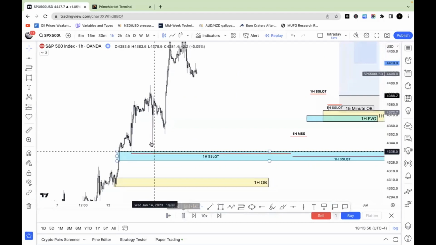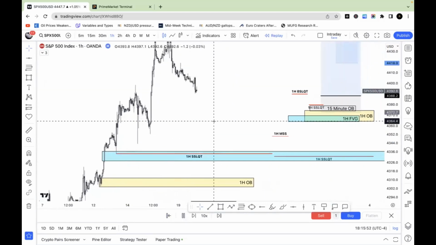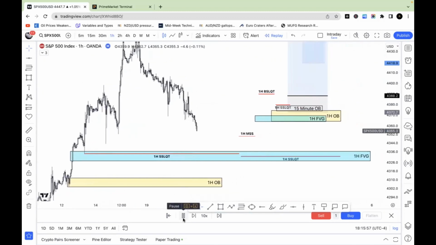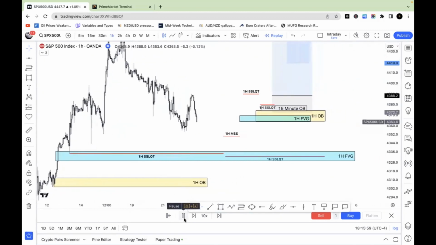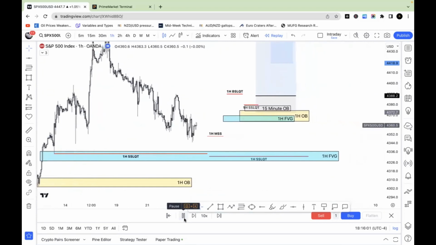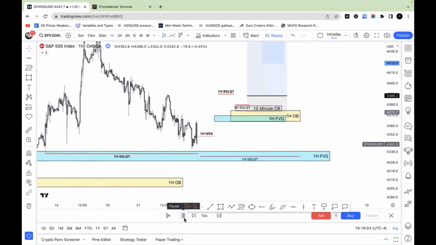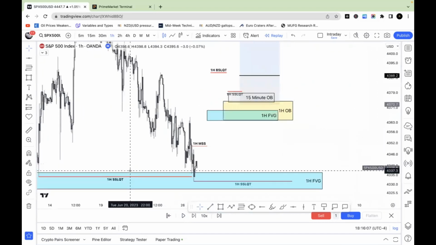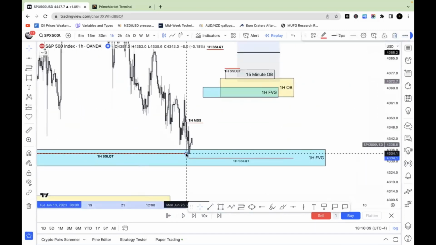So price was coming down, chasing sell side. We had the market structure shift right there happening, and price came down, and I was patient and kept waiting. And eventually price took the sell side right there. It took the sell side liquidity and made it to my first POI idea.